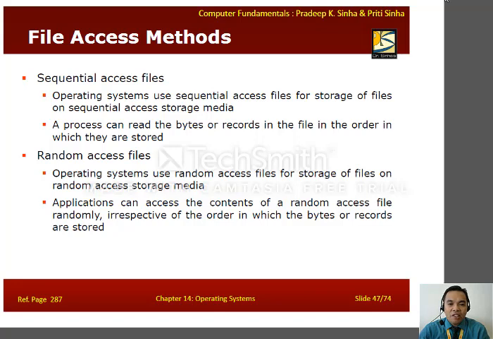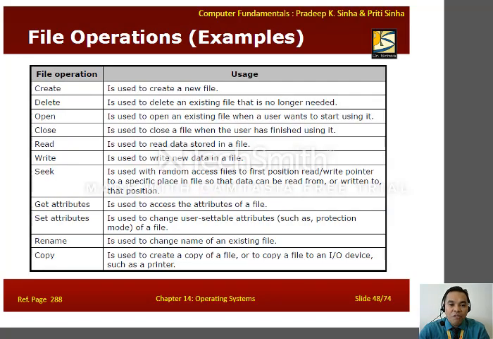Let's proceed to the file access methods. We have first the sequential access method. When we say sequential, operating systems use sequential access files for storage of files on sequential access storage media. So a process can read the bytes or records in the file in the order in which they are stored. But when you say random access files, operating systems use random access files for storage of files on random access storage media. So applications can access the contents of a random access file randomly, irrespective of the order in which the bytes or records are stored.